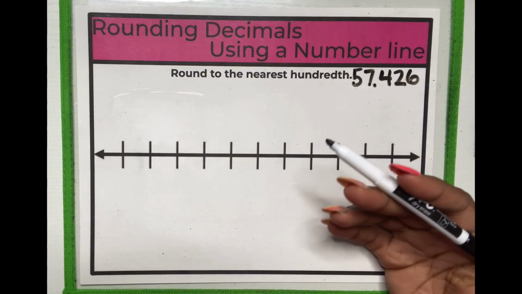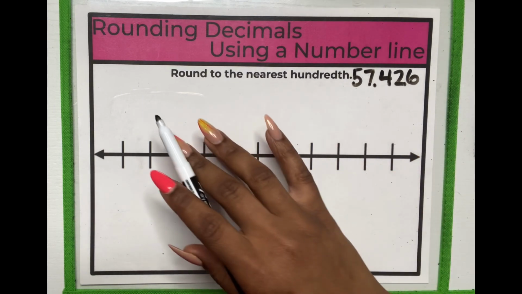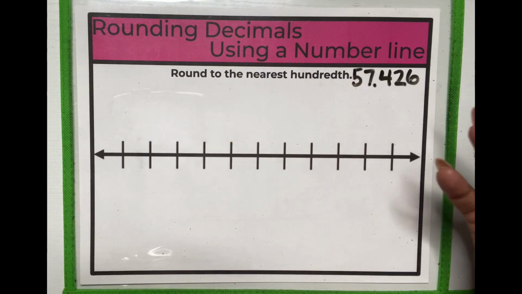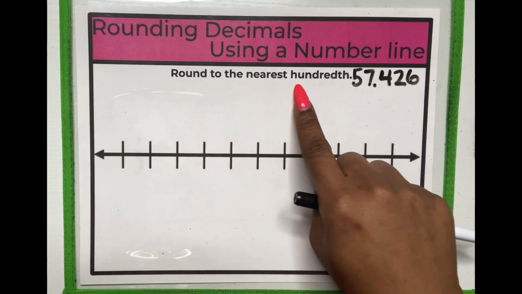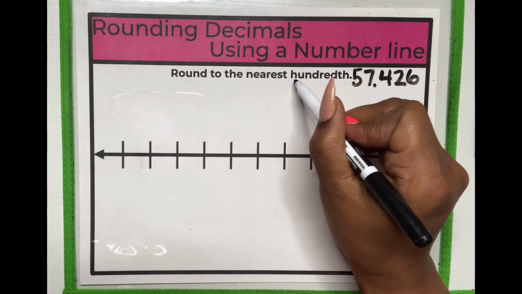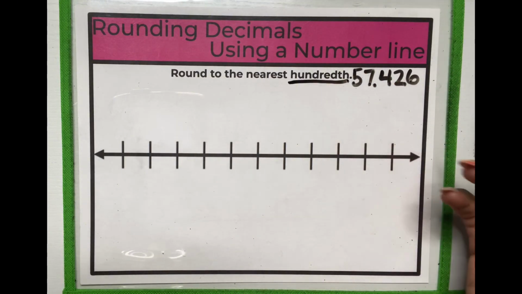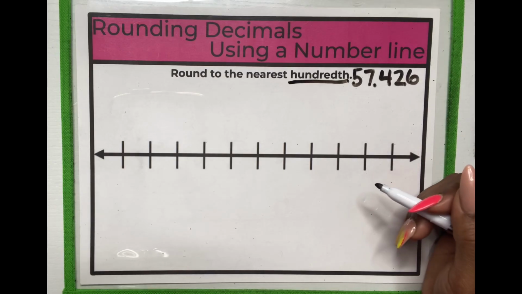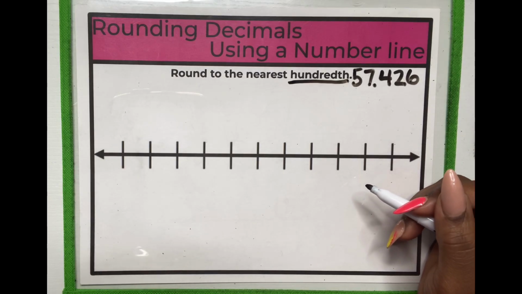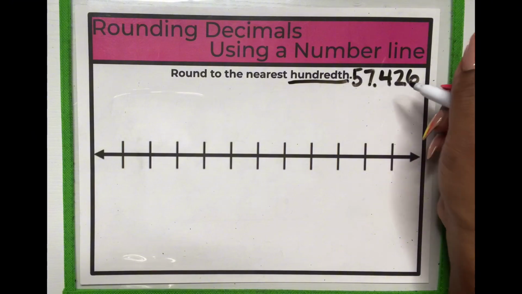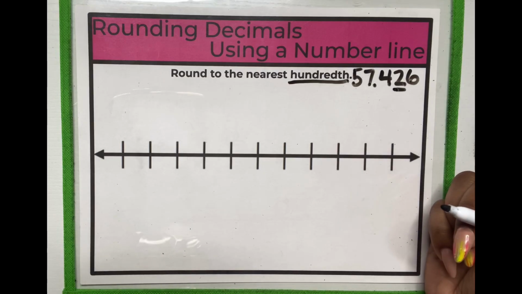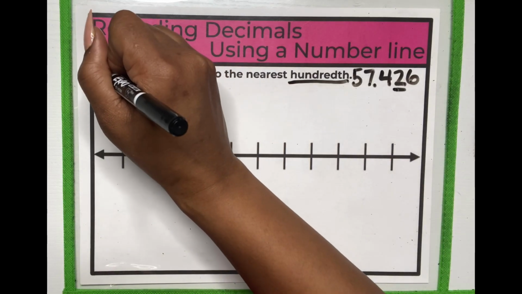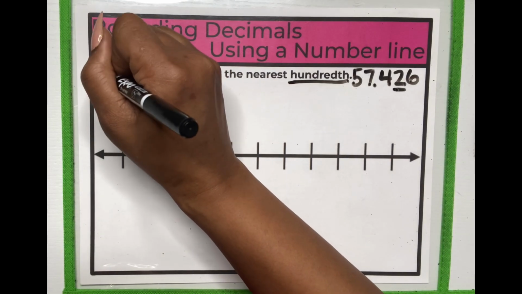When we're rounding, we round to whatever they're asking us to round to. That's going to be our target digit. Here it says round to the nearest hundredth, so we first identify what number is in the hundredths place. And that number is, hopefully you said, the 2. Excellent. Now that we've identified our target digit, we're going to create our range.